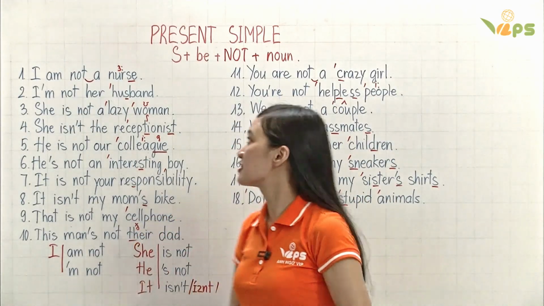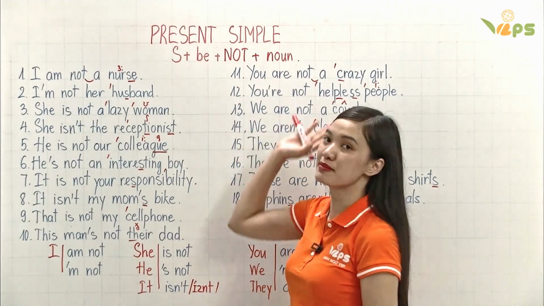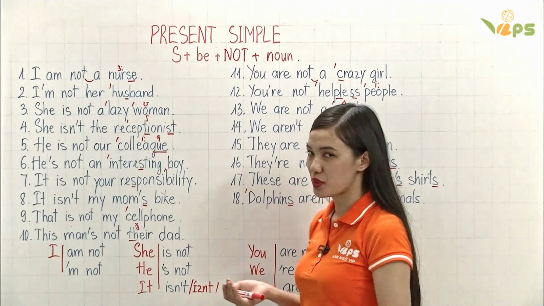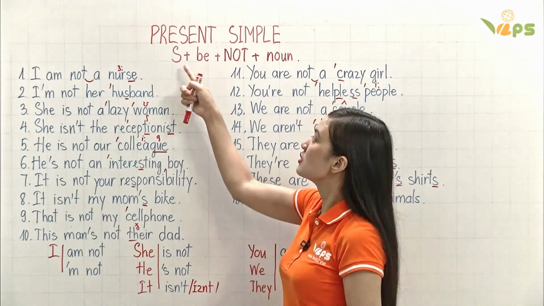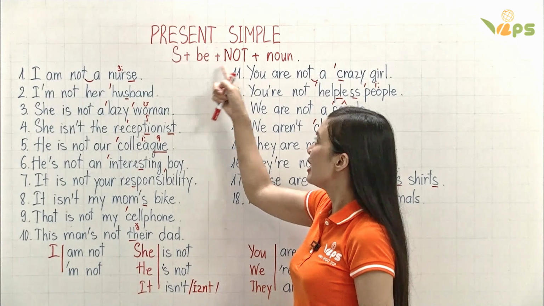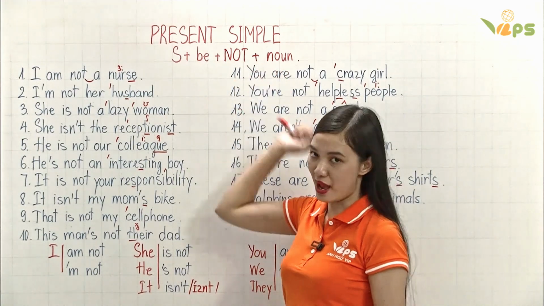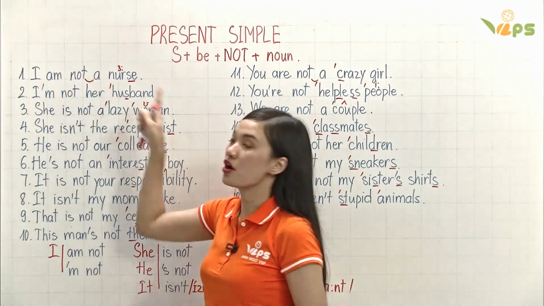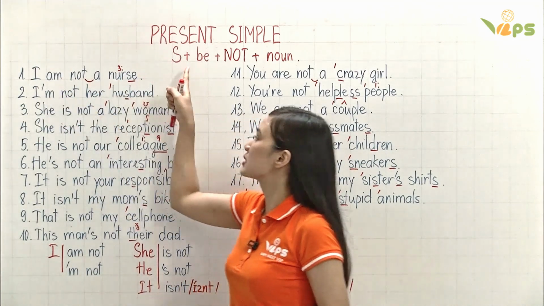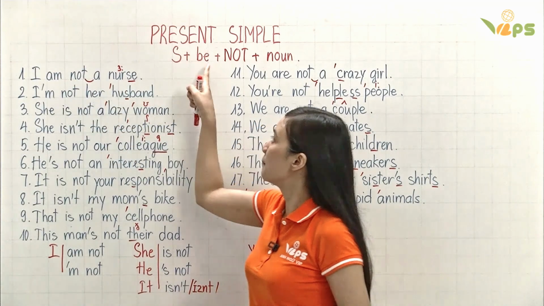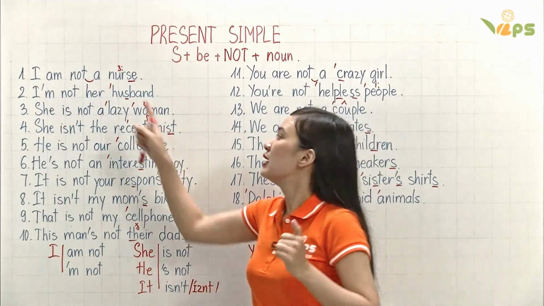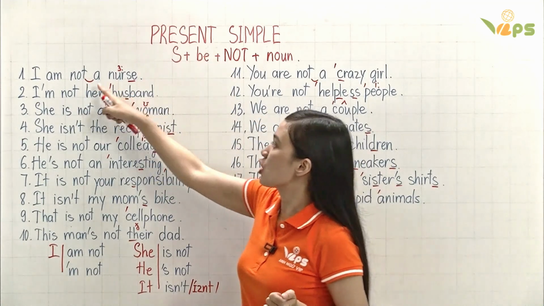Now in today's lesson, we'll continue with present simple, how to make a sentence with a noun. And the structure that we're going to study today is subject, be, not, and noun. Now, number one, I am not a nurse. I, subject, am, be. Remember, there are three forms of be: am, is, are. Not, and then a nurse.